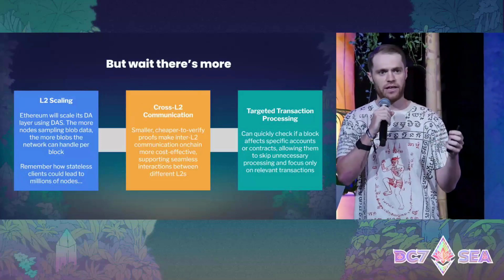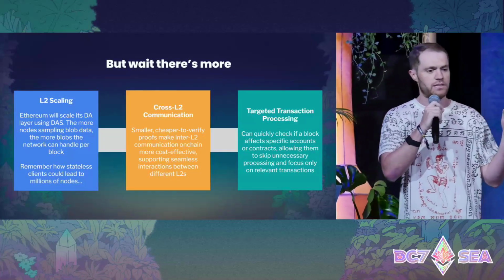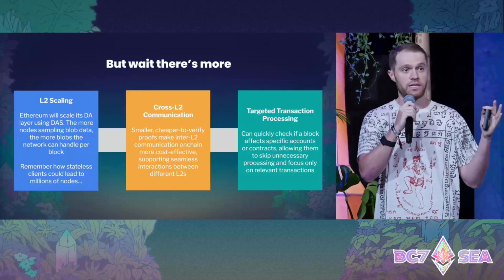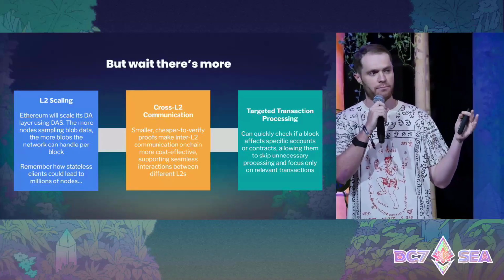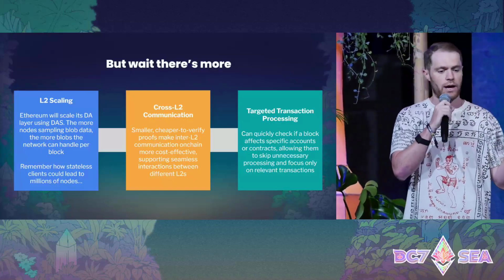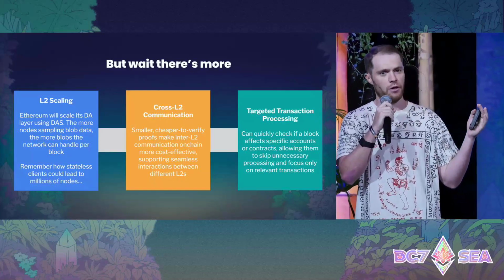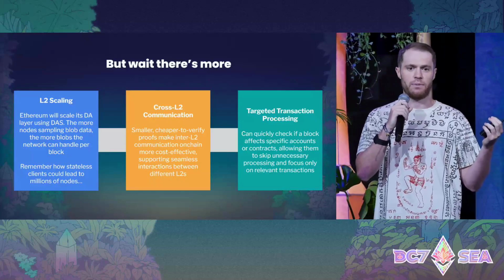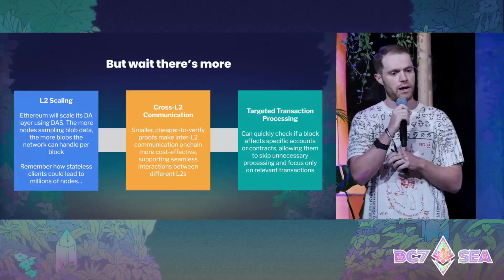We're actually going to be scaling L1 and L2 because of this. The data layer is going to scale because of this thing called data availability sampling. And the more nodes there are in the network, the more we can scale the data availability layer. And remember how I said there could be millions of nodes? Yeah, you do the math there.